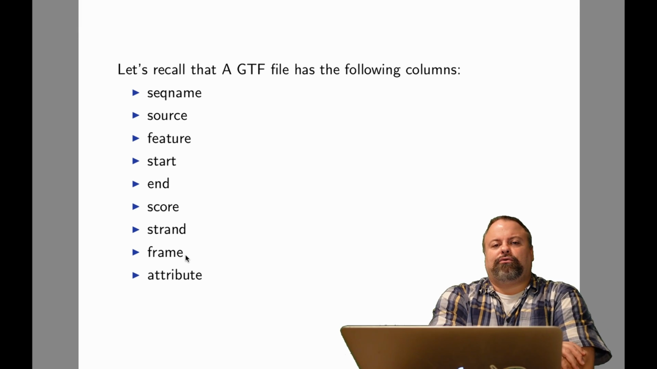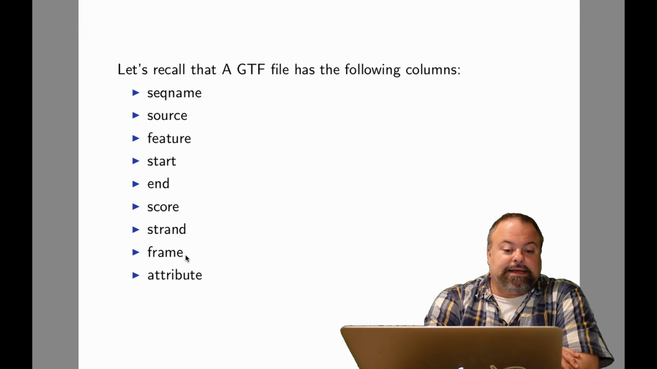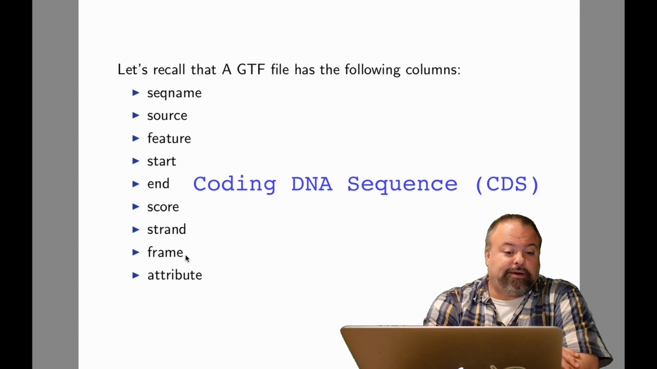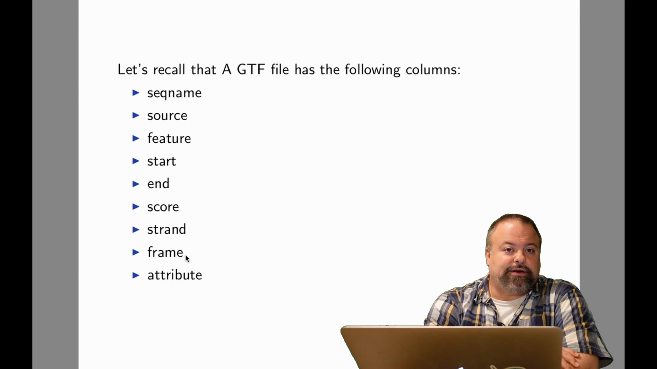Frame refers to the reading frame. This is only going to be valid for CDS records, CDS meaning coding DNA sequences. These are open reading frames that are actually translated and have a defined frame. And in case you're wondering, exons are definitely not always split at precise codon boundaries. Exons are split anywhere they want, including in the middle of a codon, and so the reading frame can vary from exon to exon.